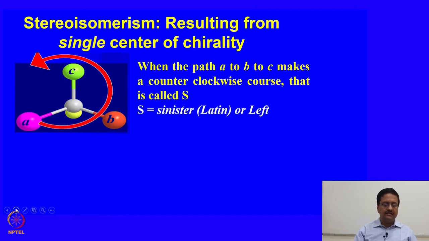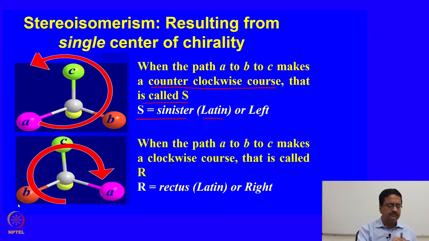So when the path A to B to C makes a counterclockwise course, that is called S. In this particular case, if I say that the red is 1, blue is 2, and this violet is 3, then 1, 2, 3 is anticlockwise. So this particular compound should be termed as the S isomer, from sinister in Latin, which means left. So 1, 2, 3 here is in the anticlockwise direction. Remember that you are viewing from the direction opposite to the fourth group.